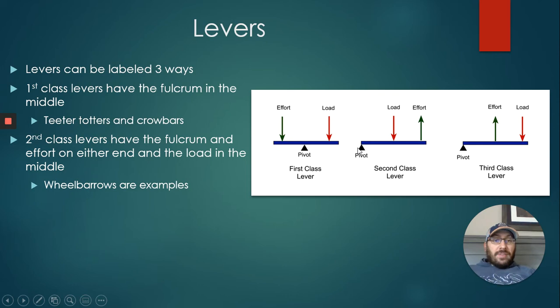Right here, the pivot would be the wheel, and the handles would be over here, and then this would be the big bucket that holds the dirt and the gravel or whatever you're moving around.